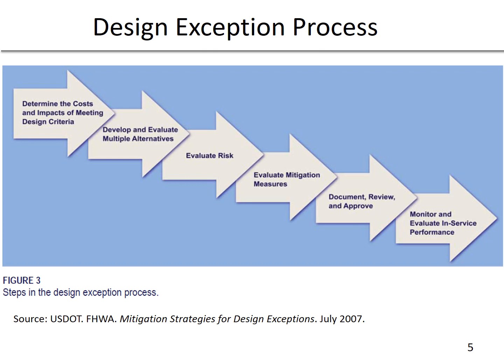There are numerous reasons for needing a design exception, and these can include impacts to the natural environment, social or right-of-way impacts, preservation of historic or cultural resources, sensitivity to context, sensitivity to community values, and construction or right-of-way costs. The overall design exception process begins with determining the costs and impacts for meeting the design criteria, developing and evaluating multiple alternatives, evaluating the risk and mitigation measures, documenting, reviewing, and approving the design exceptions, and finally, after it's constructed, monitoring and evaluating its in-service performance.